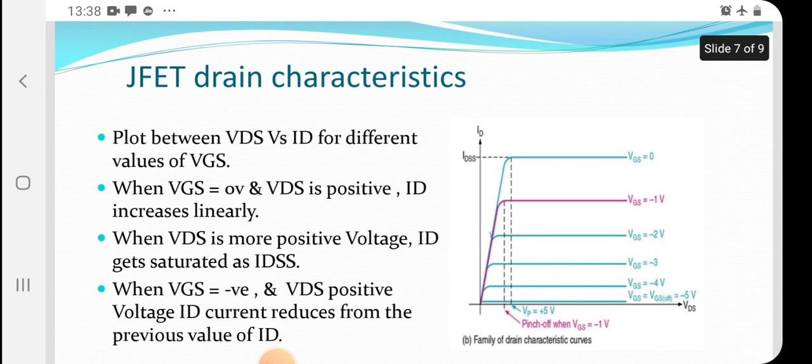Now we shall move on to the drain characteristics of junction FET. The graph shows a plot between drain source voltage versus drain current for different values of gate source voltages. Initially, when your gate source voltage is equal to 0 volt and you increase your drain source voltage to a positive value, your drain current increases linearly, and when you increase more, your drain current gets saturated, and it is represented as IDSS, drain saturation.